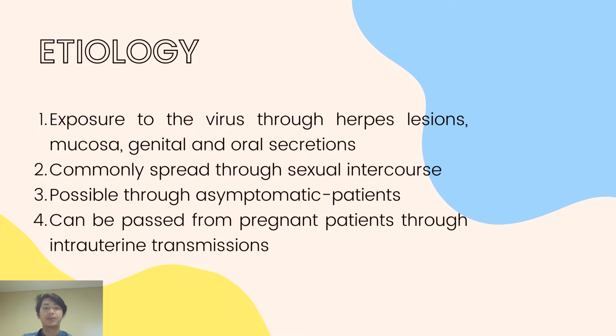Infections of genital herpes are spread through exposure to the virus itself by direct contact through surfaces of the mucous, herpes lesions, and oral or genital secretions. However, in some cases, herpes can be transmitted through normal appearing skin or genital and oral mucosa. It is also common that genital herpes is spread through sexual intercourse. However, it is also possible that herpes can be transmitted through oral sex.